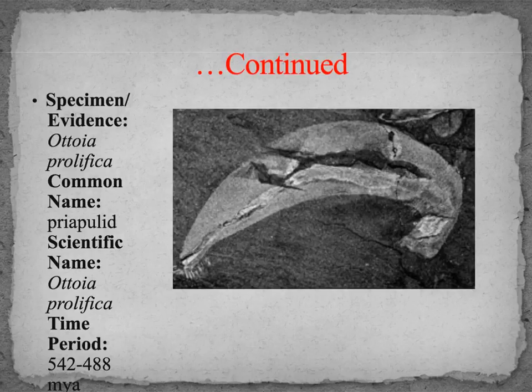Another piece of evidence is the Ottoia prolifica. Ottoia is a stem-group priapulid worm known from Cambrian fossils. Although priapulid-like worms from various Cambrian deposits are often referred to Ottoia on spurious grounds, the only clear Ottoia macrofossils come from the Burgess Shale of British Columbia, which was deposited 508 million years ago.